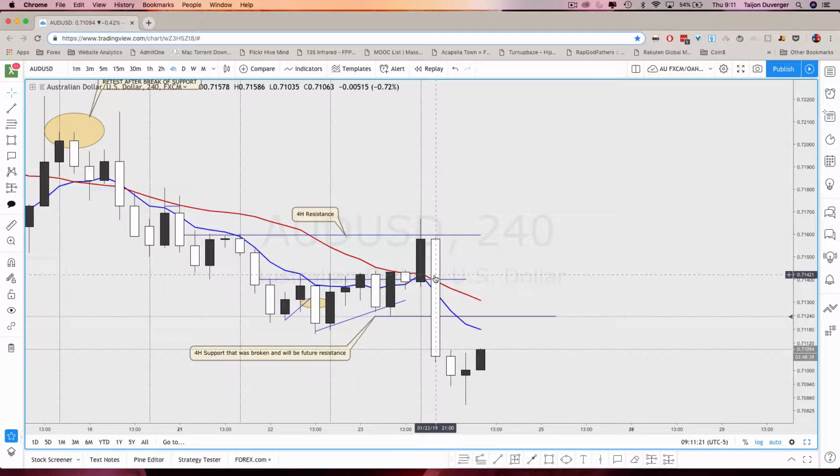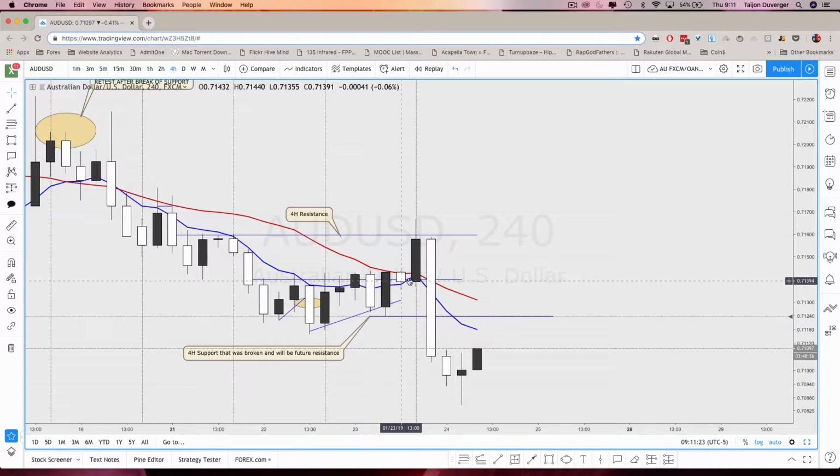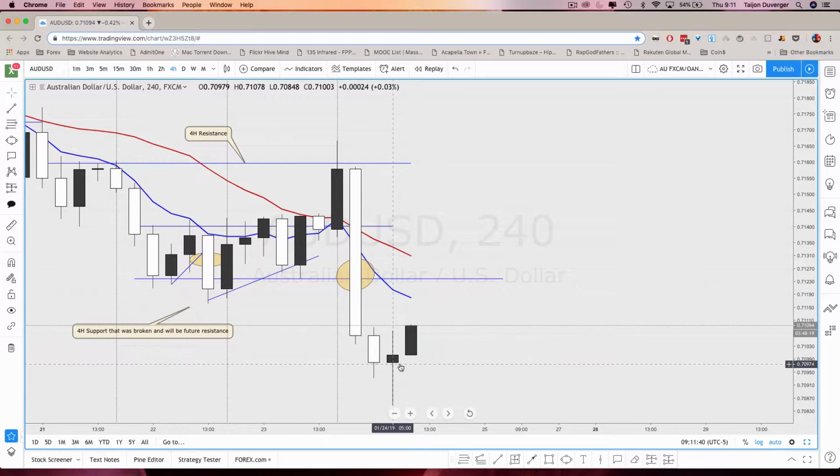All right. Besides that, before this candle printed, we had support right here. If I can get the line, you can see, boom, break of support. So the next thing that we're looking for is just a simple continuation pattern.